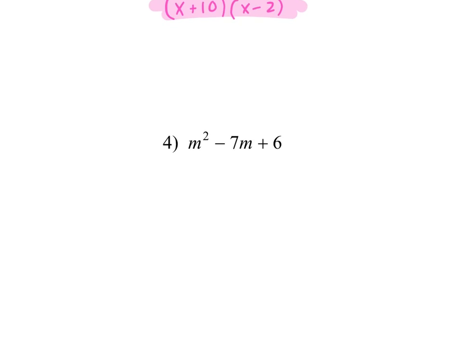Alright, for the next one. What are two factors of 6 that add to negative 7? For number 4, negative 6 and negative 1. So what would we put into our parentheses? Yeah, if you put m or x, it doesn't matter. m minus 6 and m minus 1. And then that's it. So first section, not too bad.